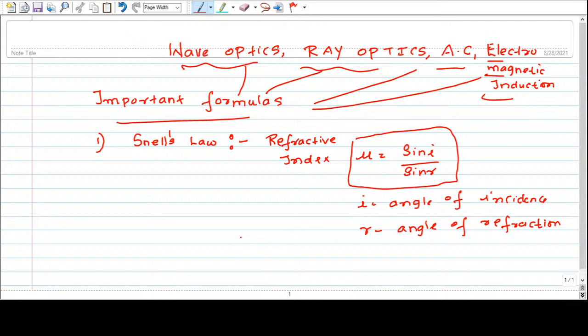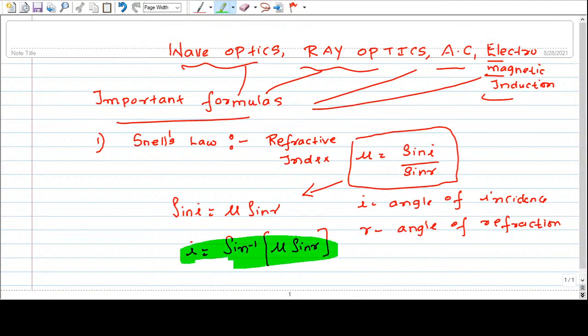If you want sin I, from this we can rearrange the formula like this: sin I is equal to mu into sin R. And similarly, if you want the I value, it is sin inverse of mu into sin R. So please note down this formula, which we are going to use very shortly after finishing the formulas. Finished. So let us go to the second formula.